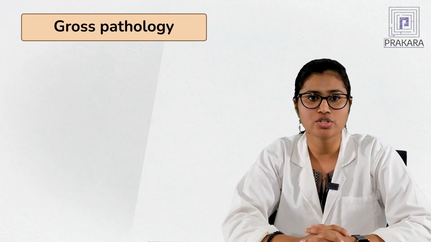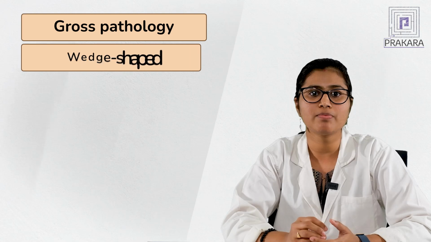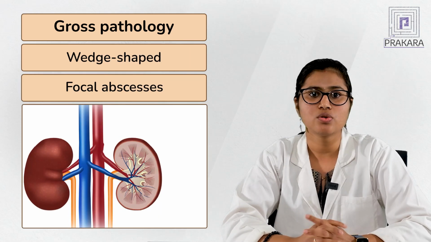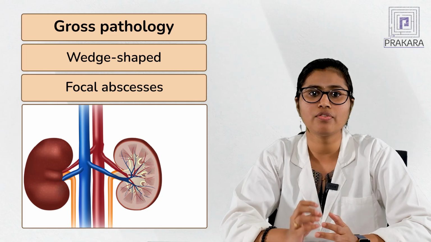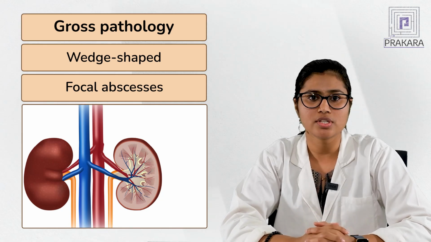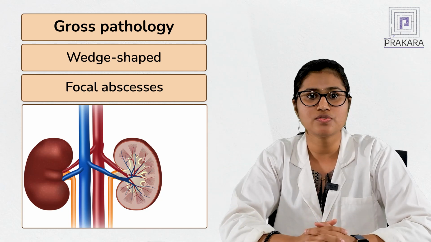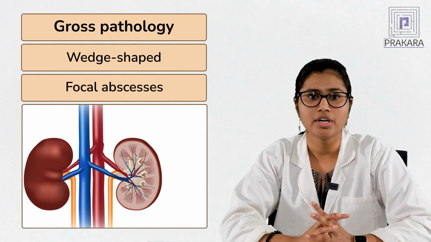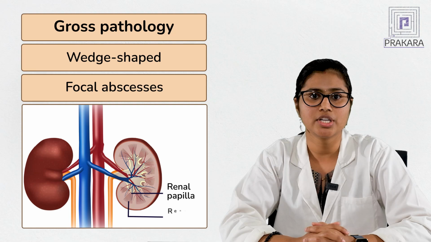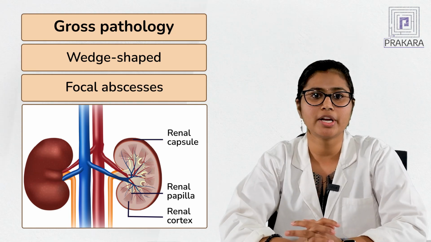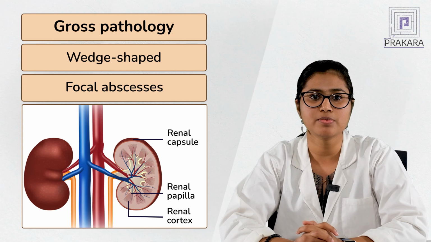On gross pathology, we can see wedge shaped suppurative areas on the kidney and focal abscesses. On cut section, we can identify varying areas of hemorrhage, necrosis, and can palpate the crepitus, and we can see gas filled cysts in the renal papillae and renal cortex. The renal capsule is detached and filled with blood clot, which is called subcapsular hematoma.